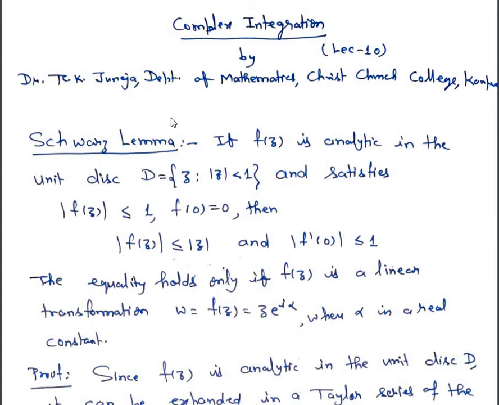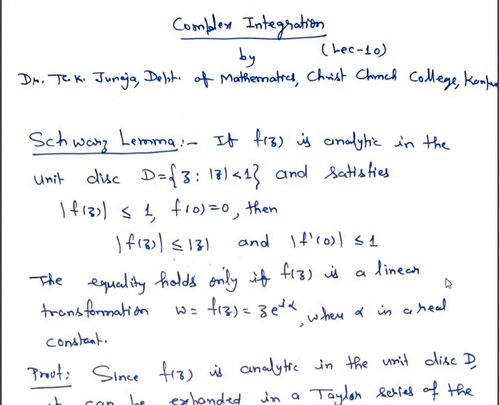Dear students, let's discuss this lemma known as Schwarz lemma. If f(z) is analytic in the unit disk D, which is the set of all z such that mod z is less than 1, and the function f(z) satisfies mod f(z) less than or equal to 1 and f(0) is equal to 0, then we have to show that modulus of f(z) is less than or equal to mod of z and mod of f dash 0 is less than or equal to 1.